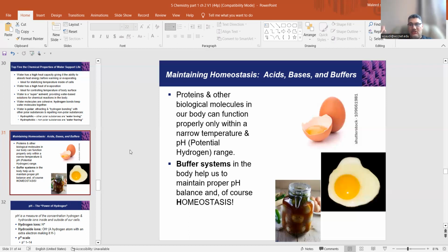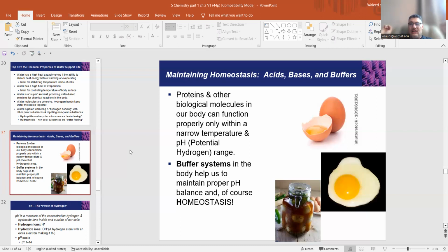You add more hydrogen or less hydroxide, that will be acidic. You add more hydroxide, less hydrogen, that will be basic. So remember this: hydrogen represents acidity. Hydroxide, which is OH, represents alkalinity. More hydrogen, less hydroxide, acid. More hydroxide, less hydrogen, base. Did you get this idea?